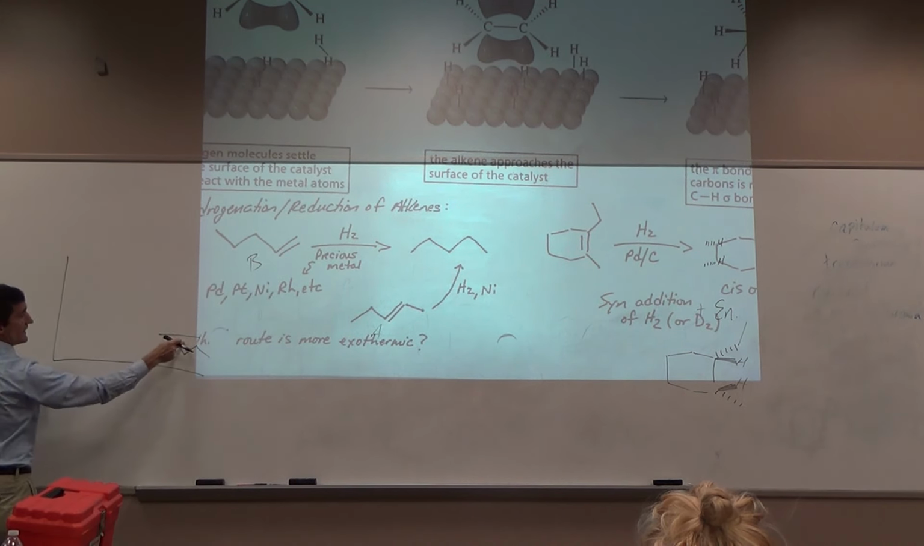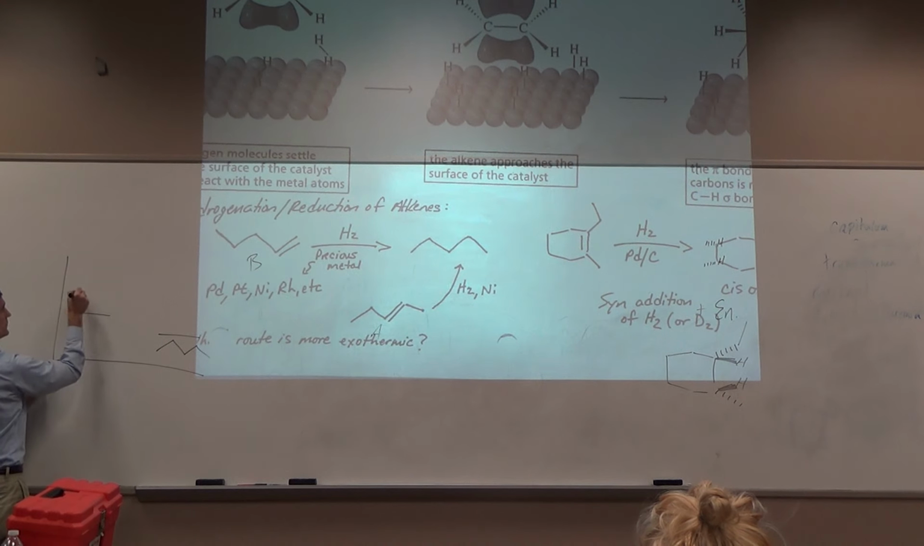So if we call this one A and this one B, these are both higher than that one because they have a pi bond. We put one here, one here. Which one's lower? A? B?